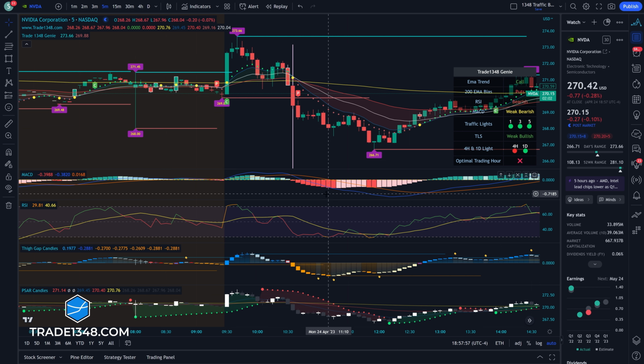MACD crossed over into red. The thigh gap begins to print weakness and then prints a nice yellow candle to the downside. And the SAR indicator was already printing momentum to the downside. And so all of this agrees.